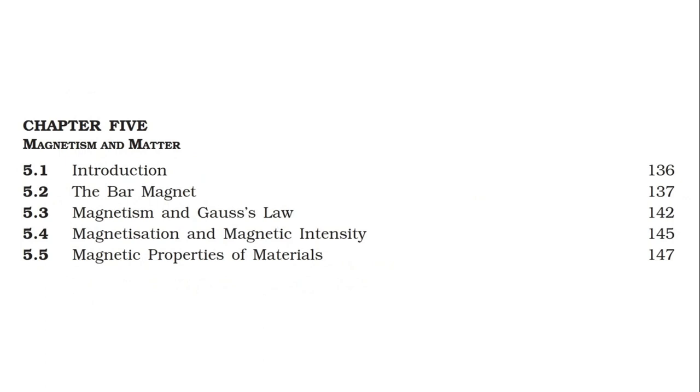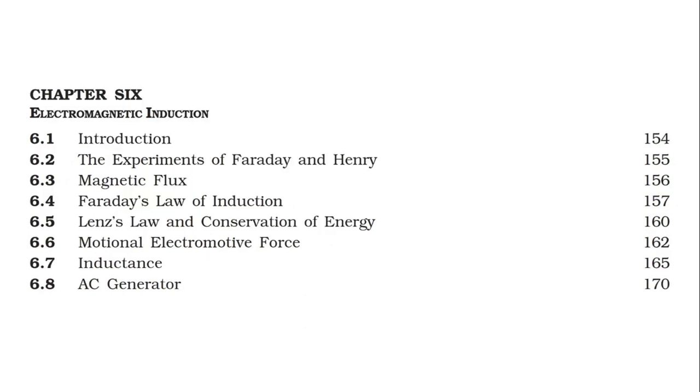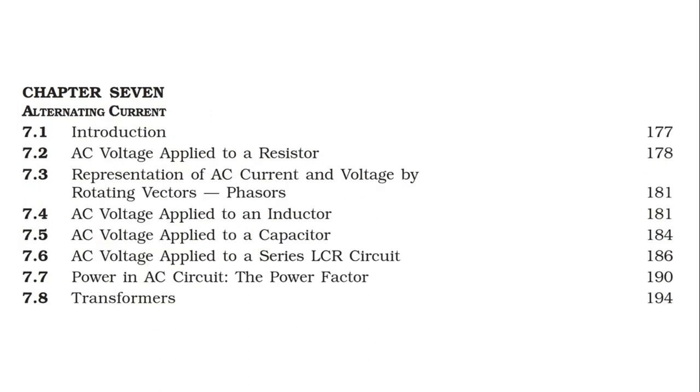Introduction, the bar magnet, magnetism and Gauss's law, magnetization and magnetic intensity, magnetic properties of materials. Total 5 subtopics. Chapter number 6, electromagnetic induction. Introduction, the experiments of Faraday and Henry, magnetic flux, Faraday's laws of induction, Lenz's law and conservation of energy, motional electromotive force, inductance, AC generator. Total 8 subtopics. Chapter number 7, alternating current.